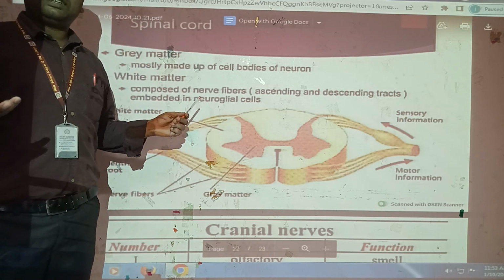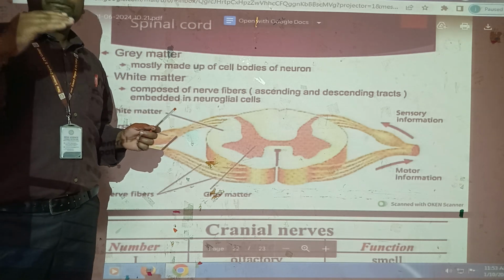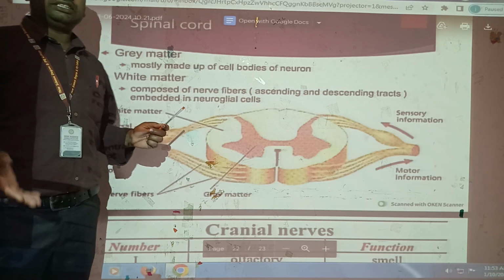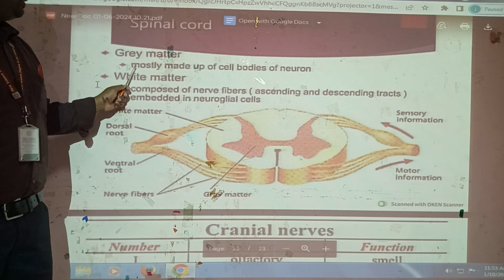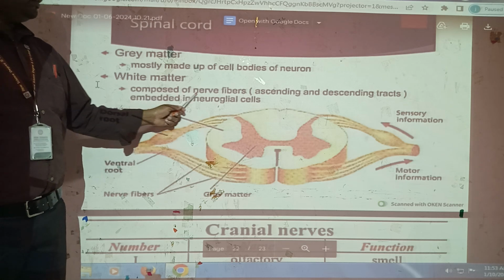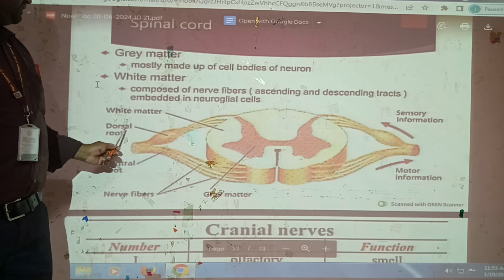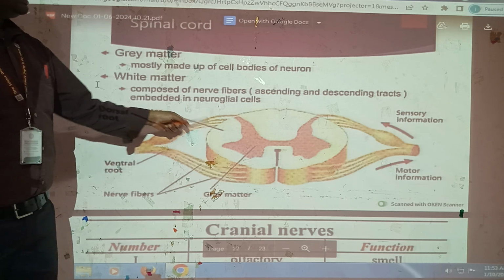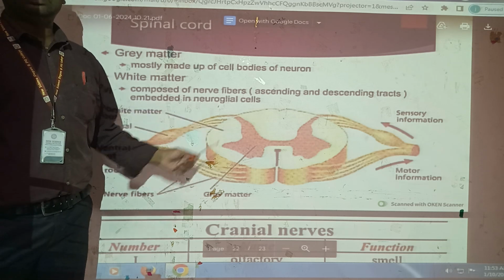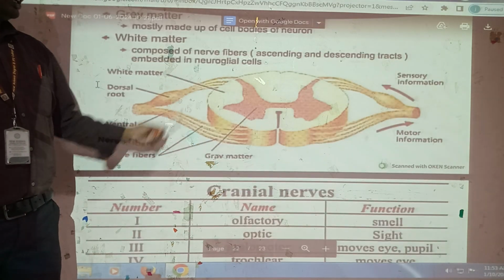And next, after the brain, the spinal cord. This is the second part of the central nervous system. The outer part is white and the inner part is ash colored. The grey matter is mostly made up of cell bodies of neurons. The white matter is composed of nerve fibers embedded in neuroglial cells. The outer layer is white and the inner layer is ash colored. The spinal cord is very important for the autonomic nervous system.